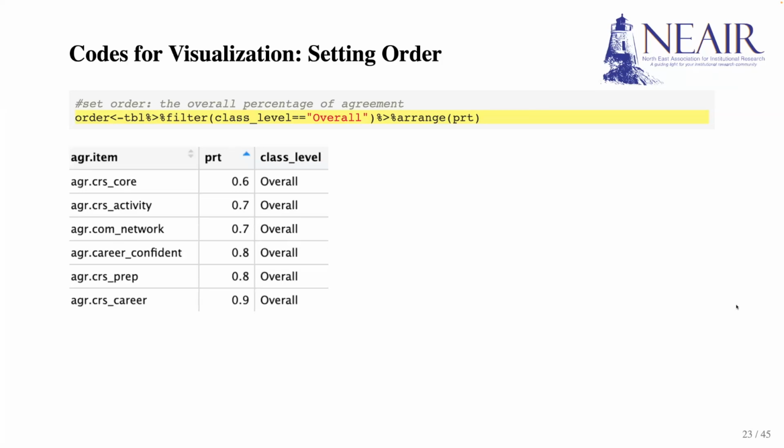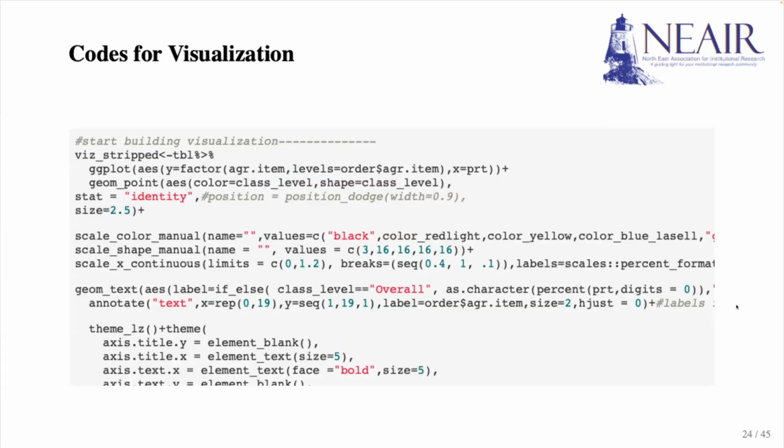Now we're ready to develop the visualization. We use ggplot2 and geom_point to create a scatter plot. We set the y-axis to be the ordered survey questions and the x-axis to be the agreement percentage. We also made some customizations to enhance the appearance of the plot. The benefit of writing codes for visualization is that it allows easy replication for future plots. Simply copy the codes and make adjustments as needed.